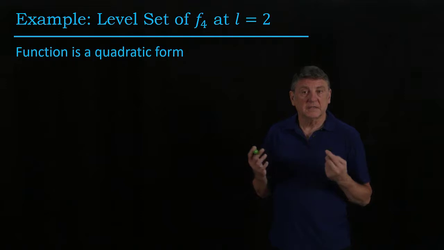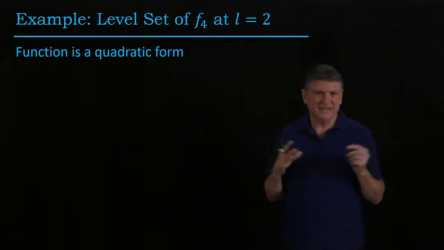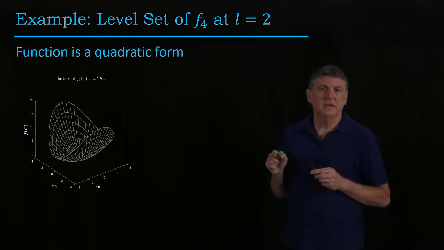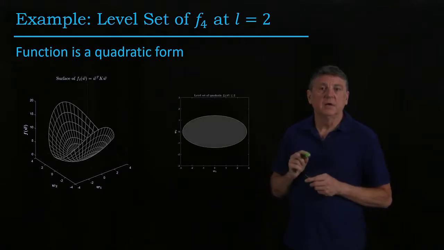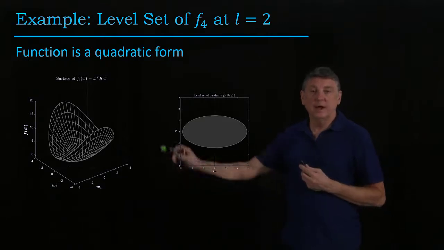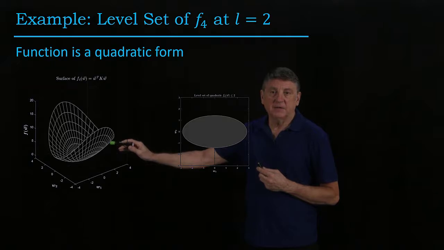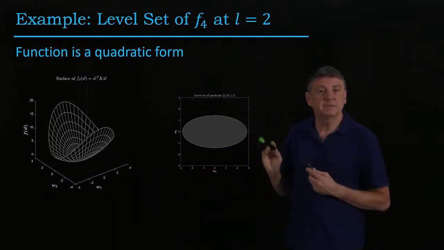Now, let's take function 4. So function 4 was that elliptic paraboloid, or that squished bowl. And if we take that squished bowl and we cut it at any level, then we're going to get an ellipse as its level curve. And what will happen when we look at the level set is the level set will fill it in. So whatever level we pick, any vector argument that produces a level equal to or less than will be in that level set. And that has the effect of filling this in.